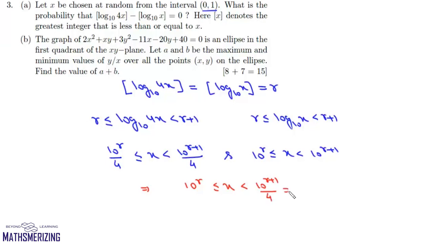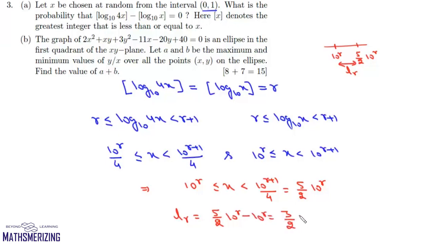Now we can write 10 to the power r plus 1 by 4 as 5 by 2 into 10 to the power r. So these two greatest integer functions will be equal when x lies between 10 to the power r and 5 by 2 times 10 to the power r. Now, if we find the length of this interval, say L_r, then the length L_r will be 5 by 2 times 10 to the power r minus 10 to the power r, which is 3 by 2 into 10 to the power r.